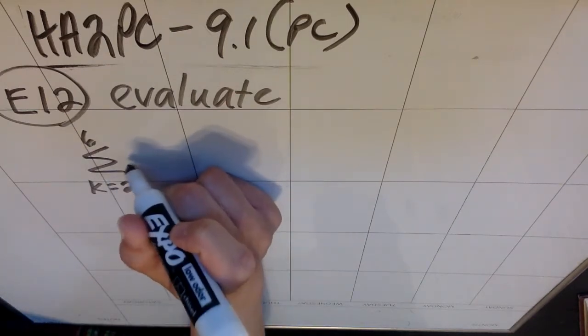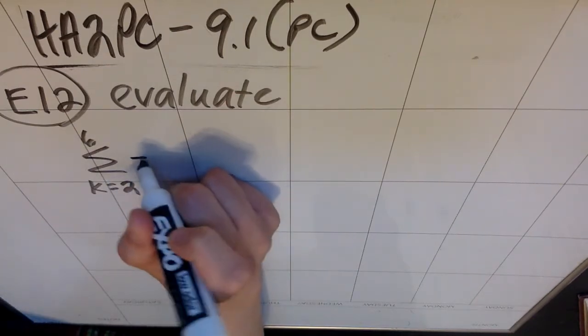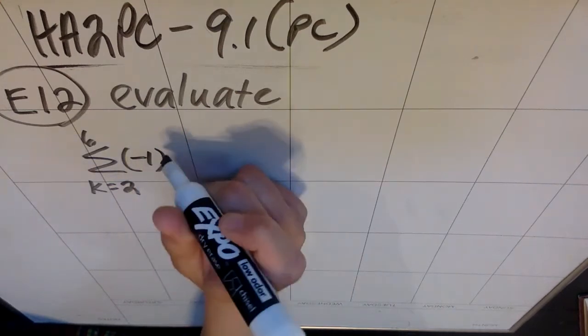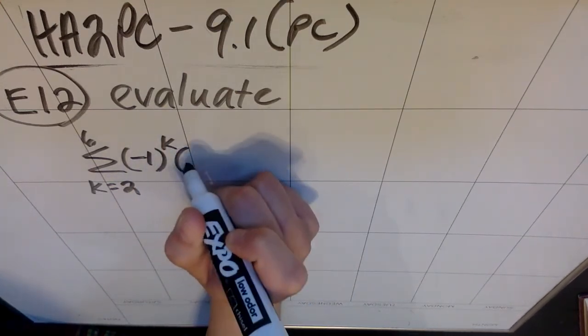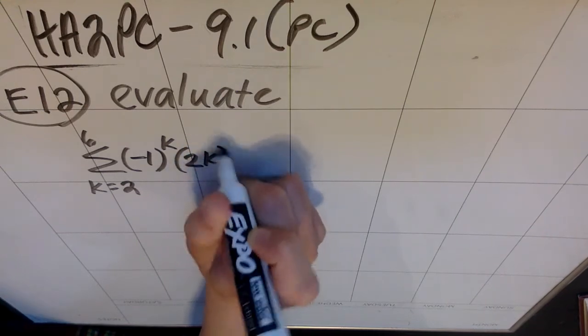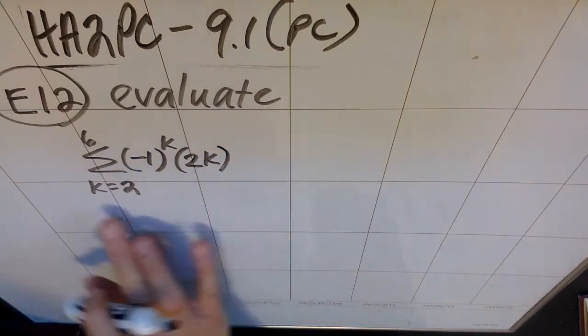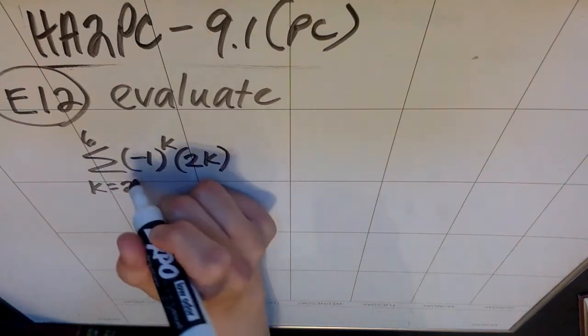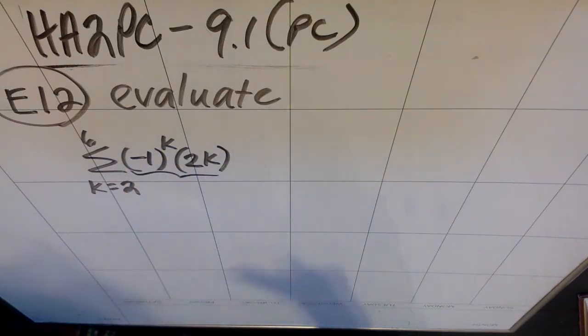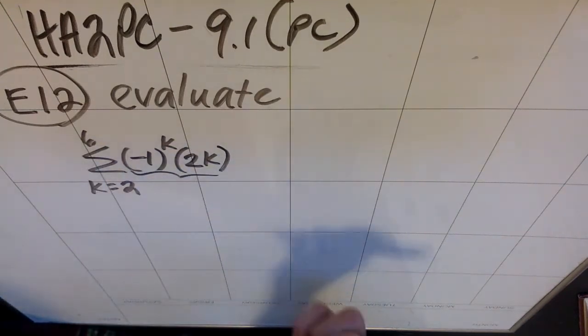And what I'm going to do is -1 to the K times 2K. Let's see how that goes. All right, so notice that my index of summation here is a K, and this is my a sub nth term, or my a sub kth term. I'm starting at 2, not 1 this time, and I'm going to go up to 6.